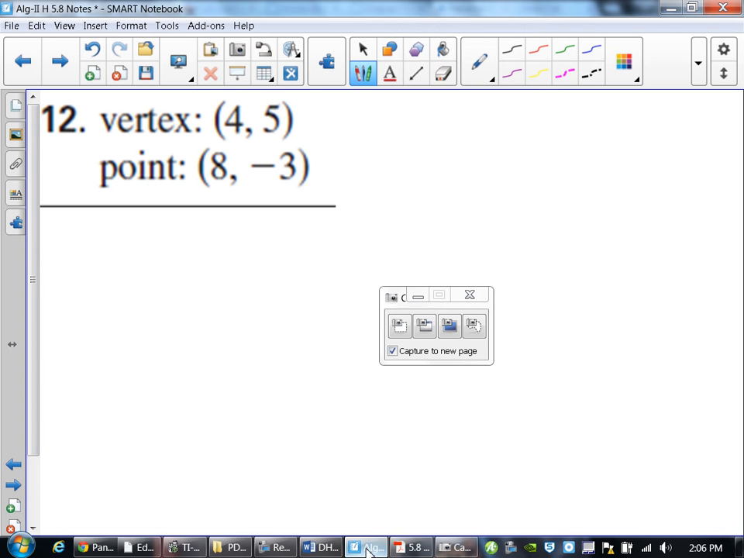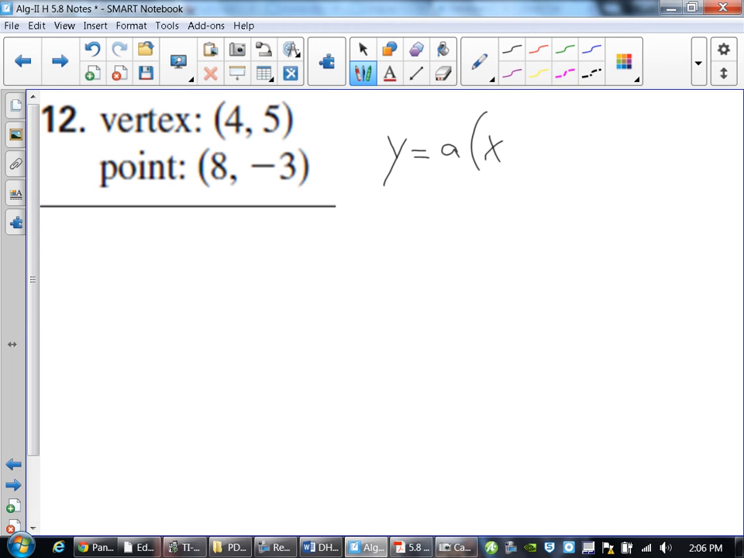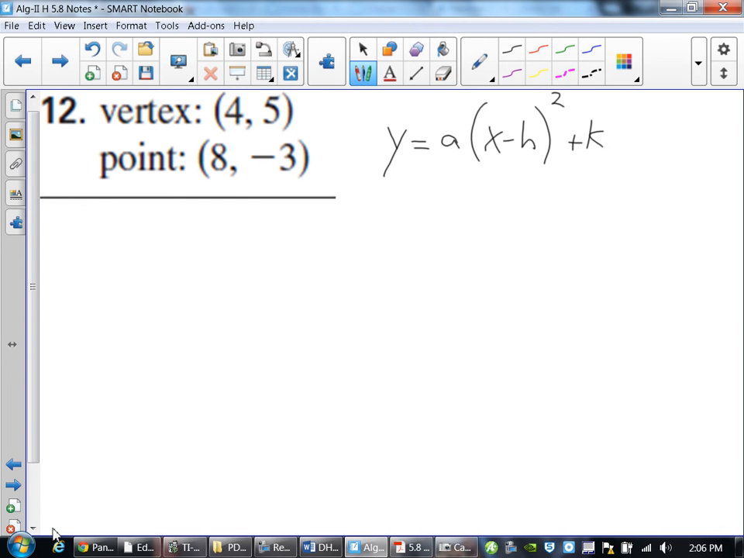All right. All in one step. You can throw it all at once if you want. Fill in the blanks. I know my points. This is my x, my y, my h, and k. Negative 3 is a times 8 minus 4 squared plus 5.